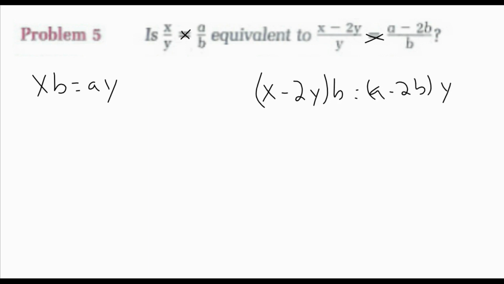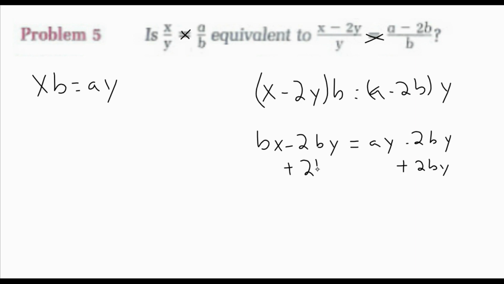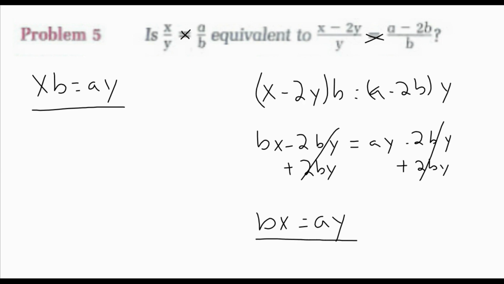Now distributing my b and y, I'd have bx minus 2by is equal to ay minus 2by. Now if I add the 2by to both sides, I can see that these will both go away, and I'm left with bx is equal to ay. Now I wrote xb equals ay. bx equals ay is the same exact thing because I can rewrite bx as xb is equal to ay.